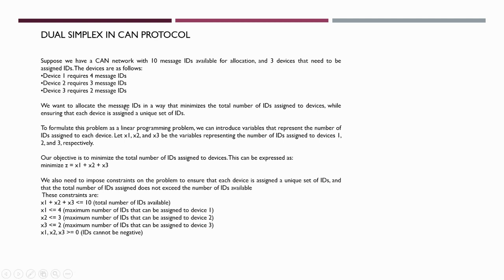Now, our objective function is minimize z equal to x1 plus x2 plus x3, and our constraints are x1 plus x2 plus x3 less than or equal to 3, and x1 less than or equal to 4, x2 less than or equal to 3, x3 less than or equal to 2, and the non-negativity restrictions are x1, x2, x3 greater than or equal to 0.